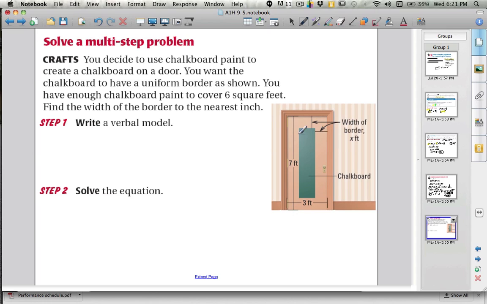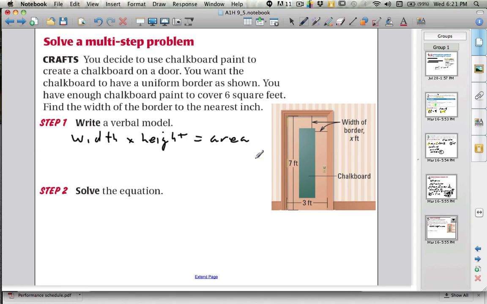When we look at it, the dimensions of the door are 7 by 3. If we look at a verbal model, I know that the height of the door minus the border times the width of the door minus the border is going to equal the area. So that's my verbal model, basically width times height equals area.